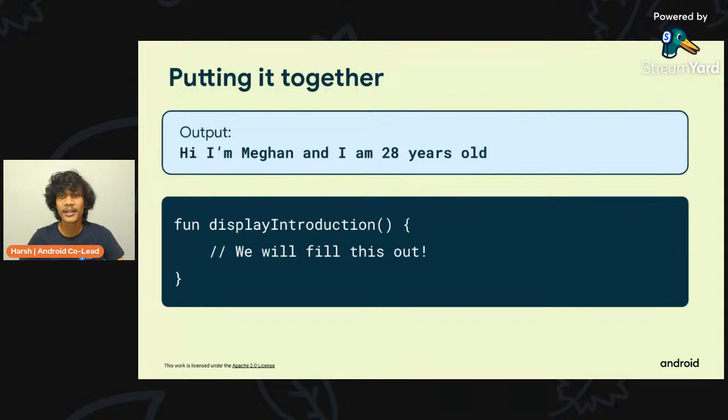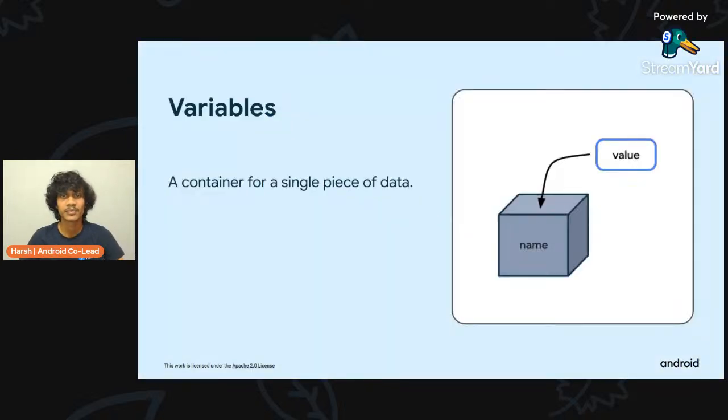In order to do that, you will save both your name and age into variables. In computer programming, a variable is a container for a single piece of data. You can envision it as a box that contains a value. The box has a label, which is the name of the variable. By referring to the box by its name, you can have access to the value it holds.